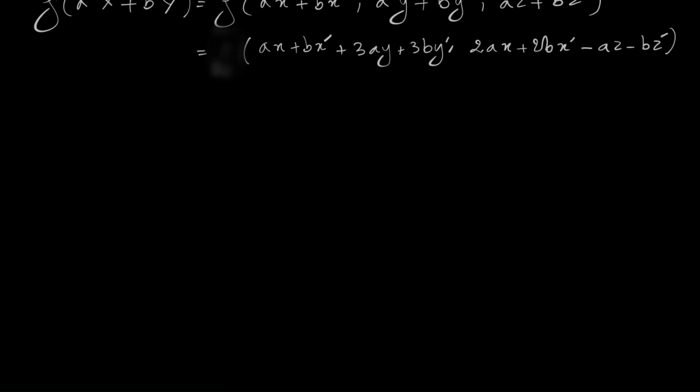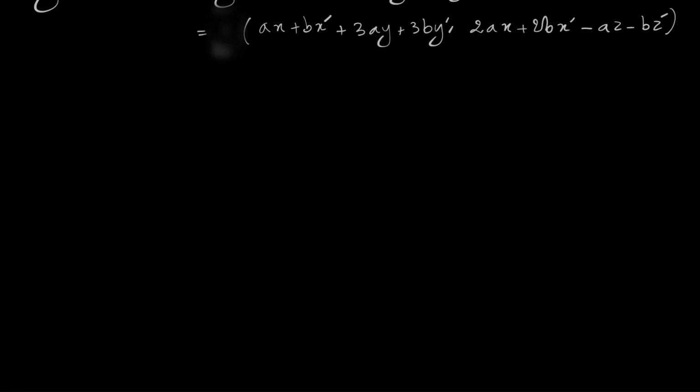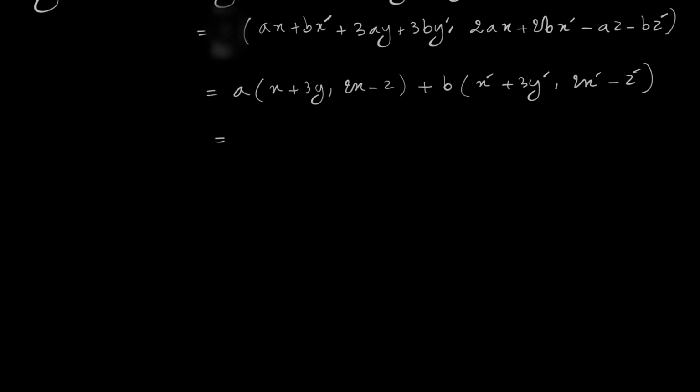Next, we separate the terms with a from the terms with b. And look at this. This is exactly a times f of x plus b times f of y. Therefore, f is a linear map.